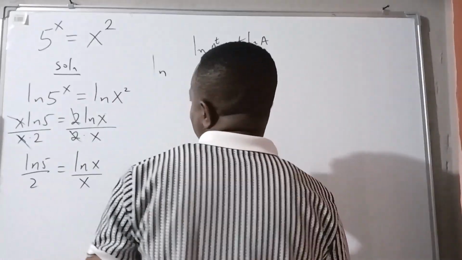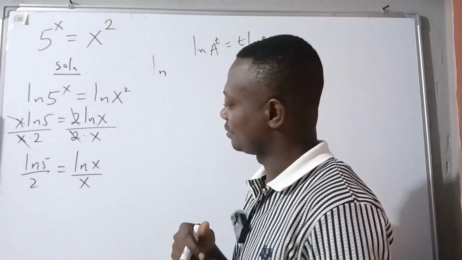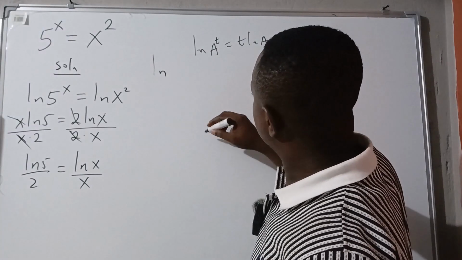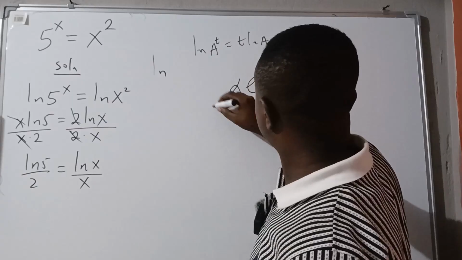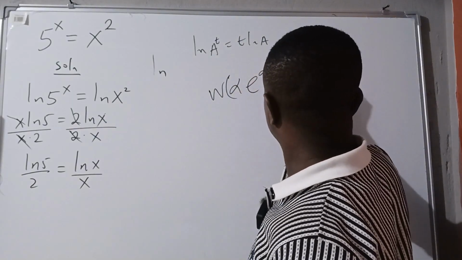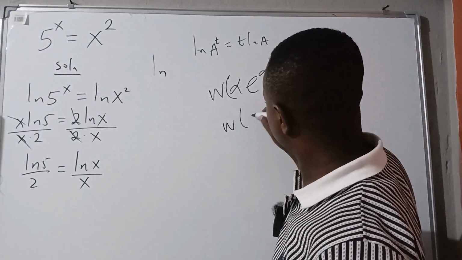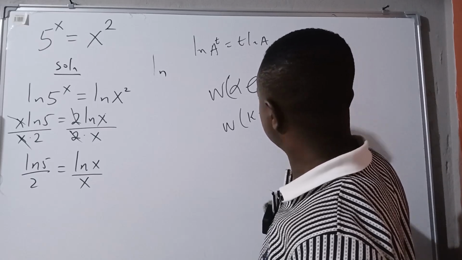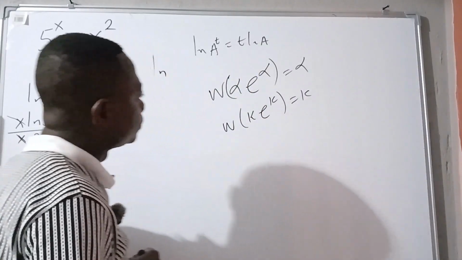All right, now let me ask you, have you heard of Lambert's W function before? This is the Lambert W function. When you have alpha times e raised to alpha, and you take the W function, your answer will be alpha. In a similar way, W function of k times e raised to k, your answer is k. That is the Lambert W function.